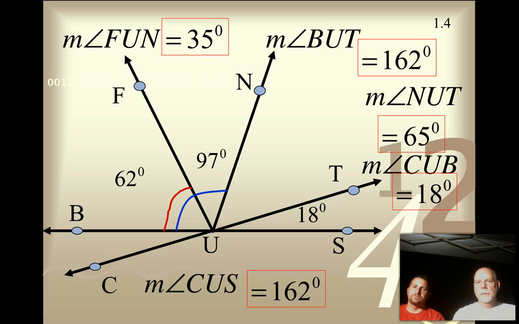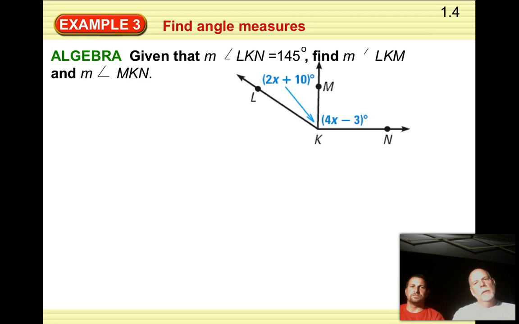Okay, and this one's similar, but it actually throws in some algebra now. If we're given that the measurement of angle LKN is 145 degrees, we need to find the measurement of LKM and the measurement of MKN. So what are we going to do? Well, they tell us that LKN is 145 degrees, and so that is the whole angle, guys. That's the large angle, all the way across. And so we know that whole thing is 145, and we know the two smaller pieces are algebraically written as 2x plus 10 and 4x minus 3.